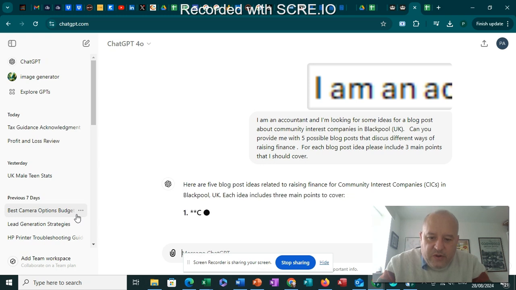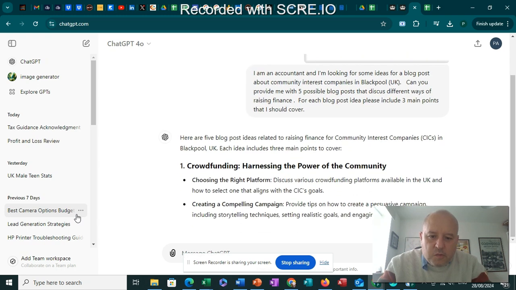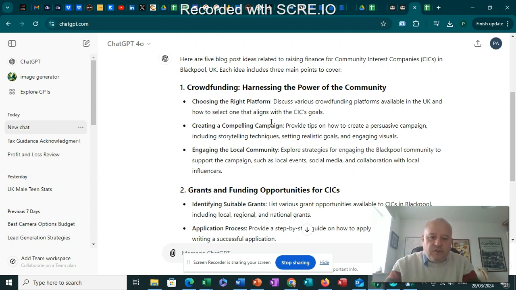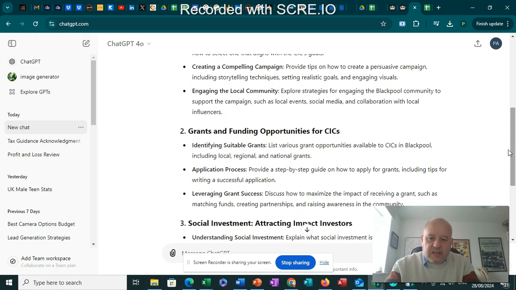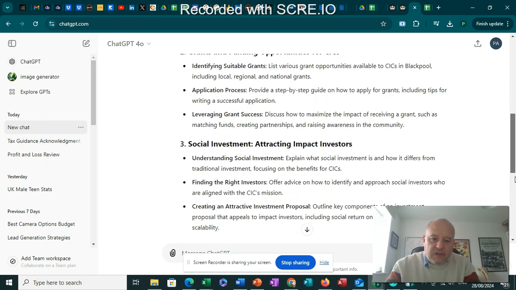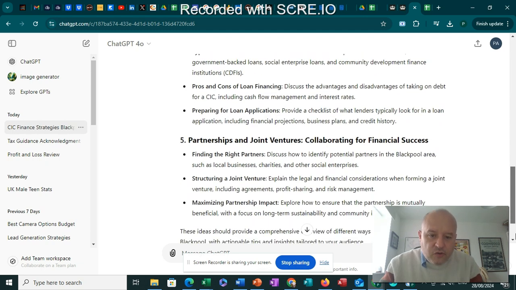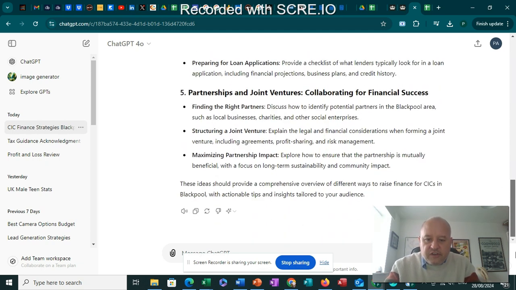So here we go. Here are 5 blog post ideas related to raising finance for community interest companies. Crowdfunding, harnessing the power of the community. Grants and funding opportunities for CICs. And again, I asked it to give me 3 subpoints within each. So it's doing it. Social investment, attracting impact investors. Loan financing, accessing affordable credit. Partnerships and joint ventures, collaborating for financial success. Very, very good, very relevant points. It's done exactly what I asked it for.